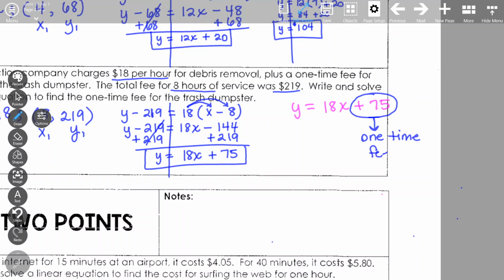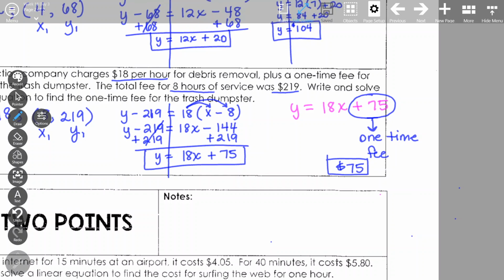Okay? So our answer to the second part is $75. That's the one-time fee. All right? Now, X is going to be the number of hours that we rent the dumpster, right? Just so that you know, they didn't ask us that, but X is the number of hours that they will rent the dumpster. All right? So let's go on to the next part.